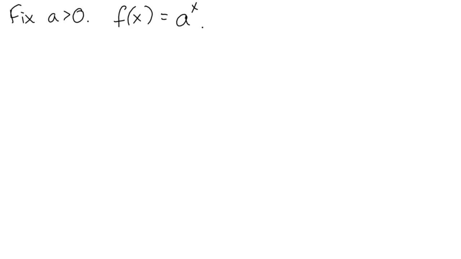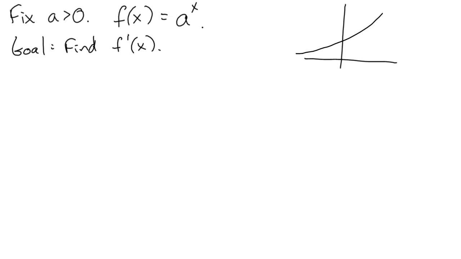Okay, so our goal is we want to find a formula for f prime of x. We know what this function looks like, right? A to the x looks something like this. So it should be differentiable, right? The derivative should exist. It doesn't have any corners or anything.